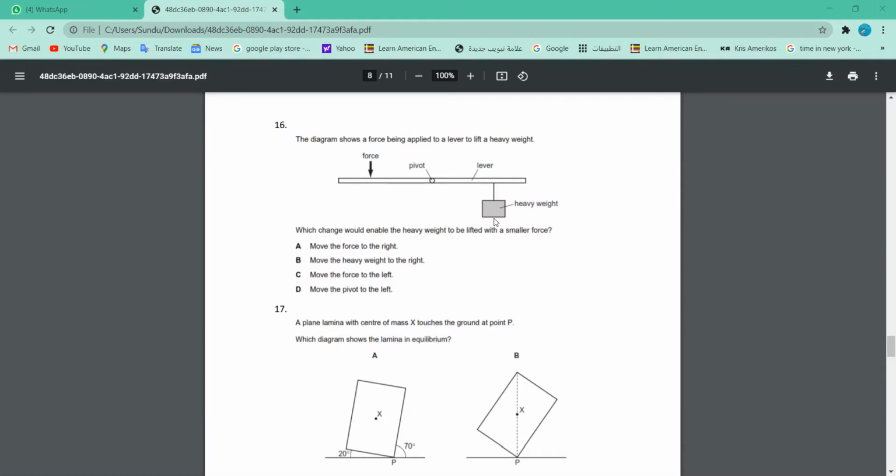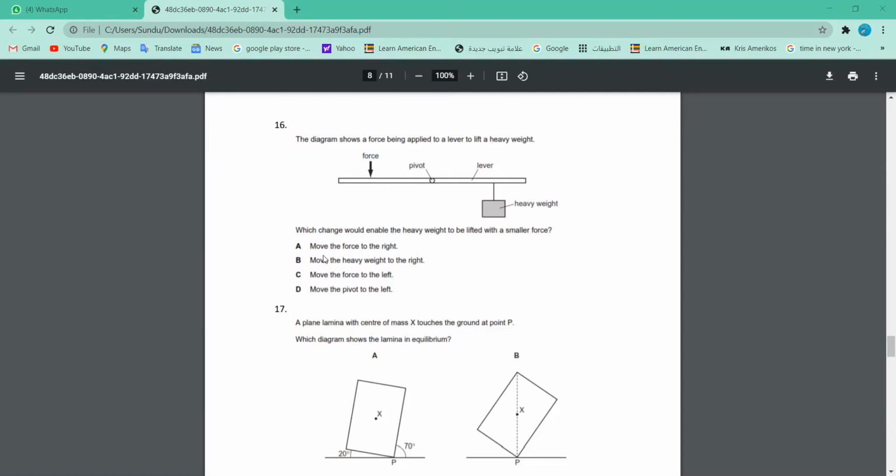Yes. Why did you say that? What's the reason? Yes, you are correct. Because if the distance is larger from the pivot... Yes. So when you move the force to the left, you are increasing the perpendicular distance between the line of action of the force and the pivot. So you are increasing the turning effect. You are increasing the moment.